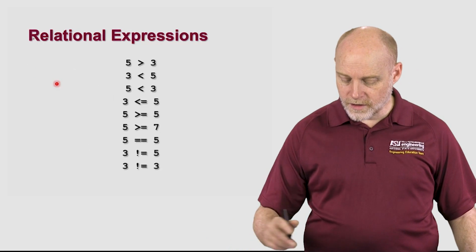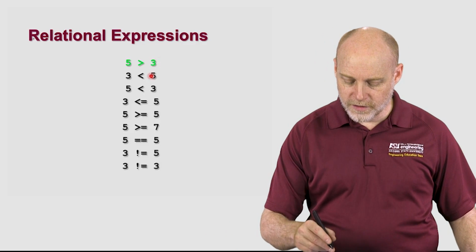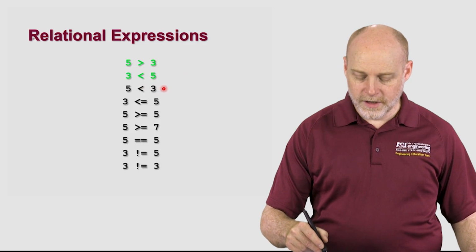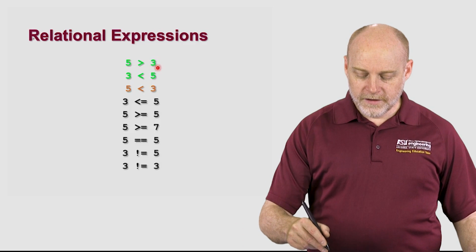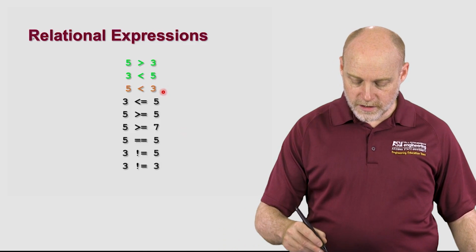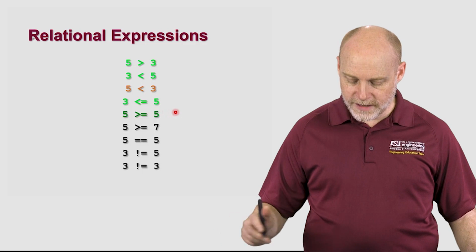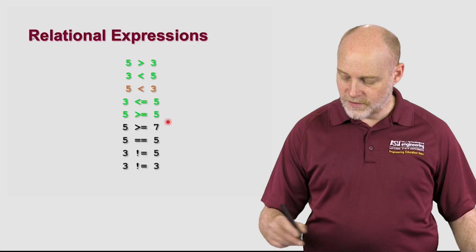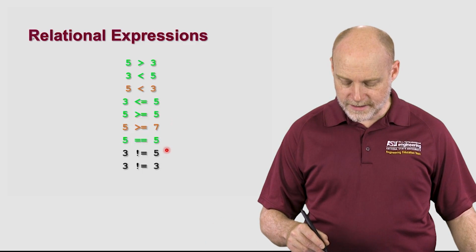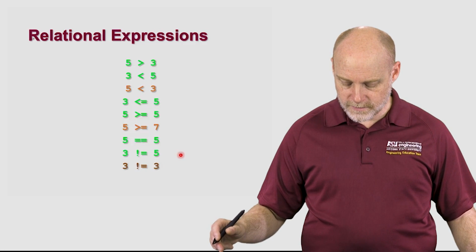We've seen some examples of expressions that we can evaluate. 5 greater than 3, well, that's true, so that would evaluate to true. 3 less than 5, that's also true. 5 is less than 3, that's not true. And so these evaluate to true or false based on your intuitive sense of how they should evaluate. 3 is less than or equal to 5, that's true. 5 is greater than or equal to 5, that's true. 5 is greater than or equal to 7, that's false. 5 is equal to 5, that's true. 3 is not equal to 5, that's true. 3 is not equal to 3, that's false.